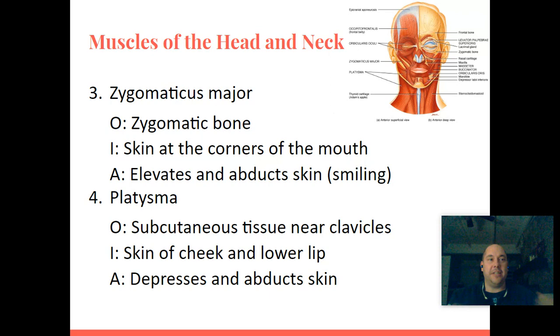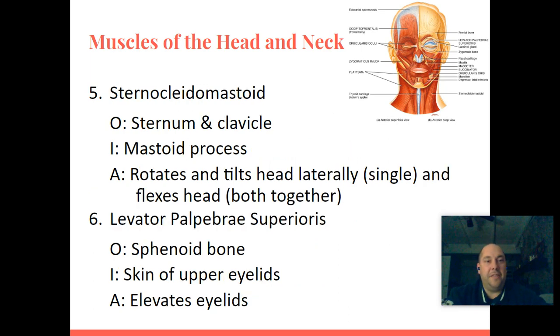Yes, I know. You can barely see it underneath all my chins, but you could probably just see a little bit of tension in the neck when I do that. And so it depresses and abducts your skin, kind of like when you're frowning or you're scared, frightened, something like that. The fifth muscle is called the sternocleidomastoid, and we talked about this before.